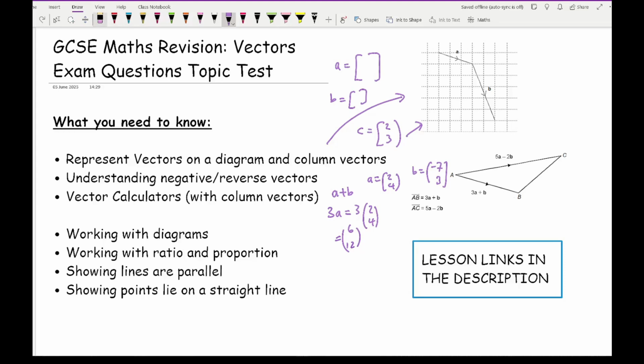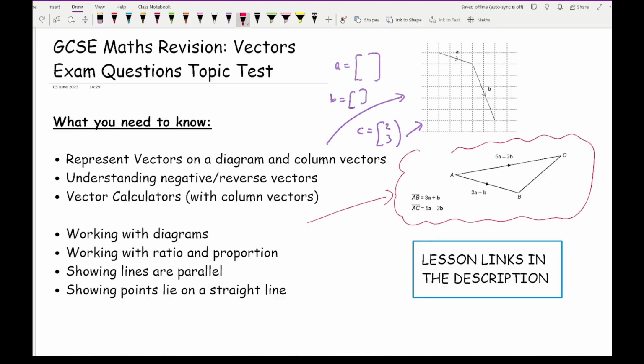You also need to be able to work with diagrams. So this is when you've got something that looks like this particular type of question, where it's not drawn to scale, it's represented in picture form, and column vectors are represented with their letters only. You also need to be comfortable with working with ratio and proportion, which does prove to be very, very popular, particularly when it comes to high level questions. And then it moves on to vector proof, which is proving that lines are parallel or not parallel, and that points lie on a straight line. All of these are going to be covered on this topic test.